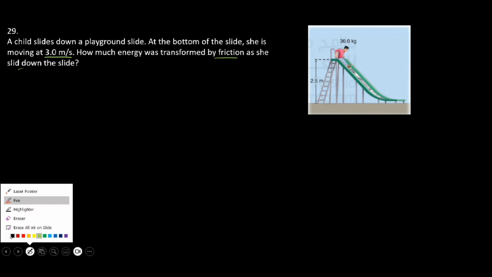So here they have given you some information in the question. They said that you have a child who is moving down the slide. The mass of the child is given as 36.0 kilogram. The height of the slide is 2.5 meter, and the speed at which she reaches the bottom is 3 meter per second. The question wants me to find how much energy was transformed by friction when the child was sliding down the slide.